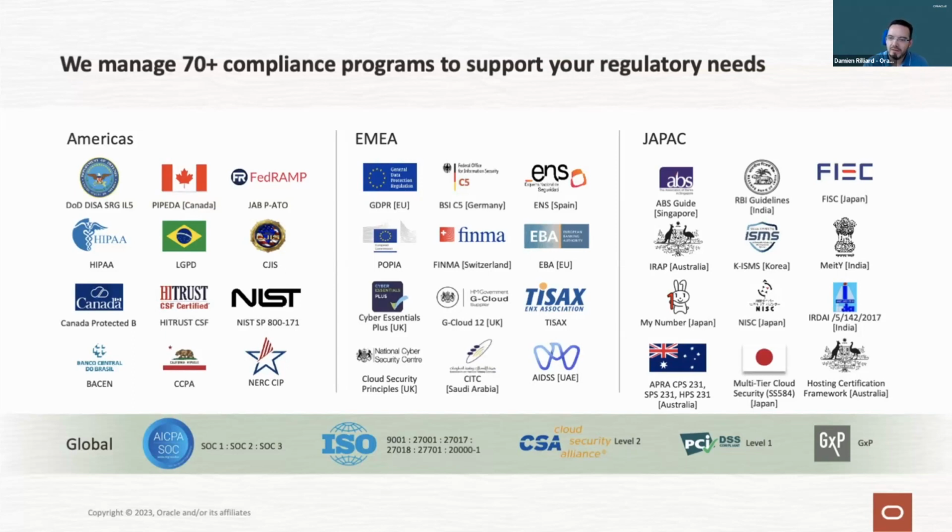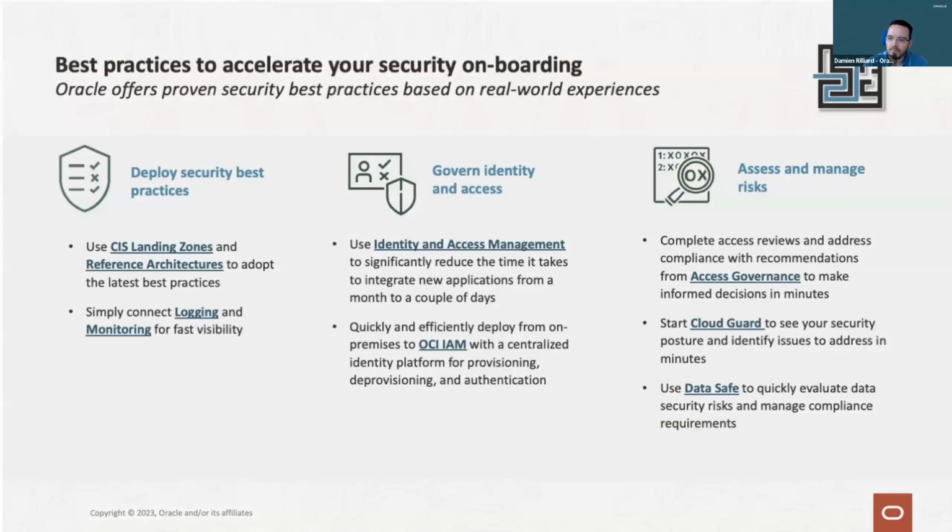And last slide, please. The most difficult part is often to start. You'll get those slides. You have a lot of links there to make sure that in a perimeterless world, you can govern your identities and your access. You have the tools to assess and manage your risk, and you can deploy the best practices out there, starting with a CIS, Center for Internet Security, Landing Zone, and all our reference architecture.